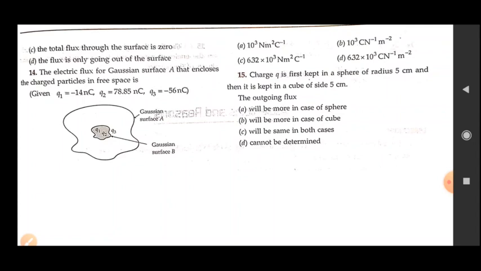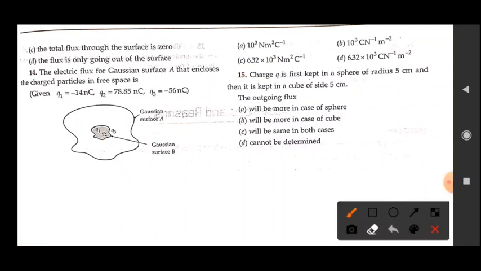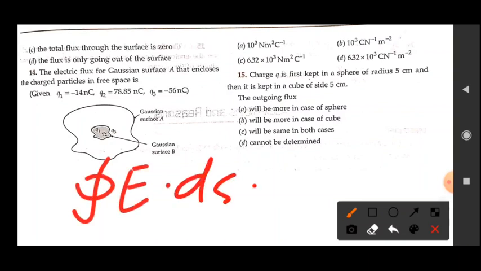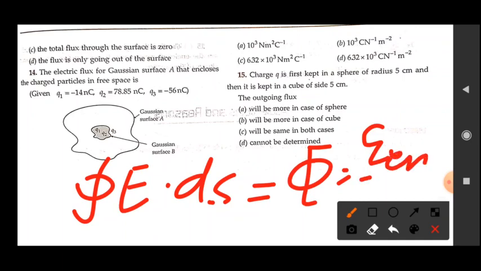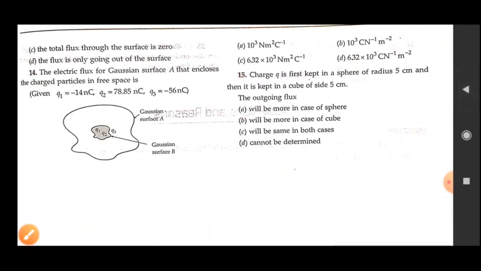First of all, to calculate the total electric flux, as you know, Gauss law says that the closed integral E dot ds is equal to phi E, and this is q enclosed upon epsilon 0. So this is our Gauss law. Now we have to use this Gauss law to find the value of the electric flux.